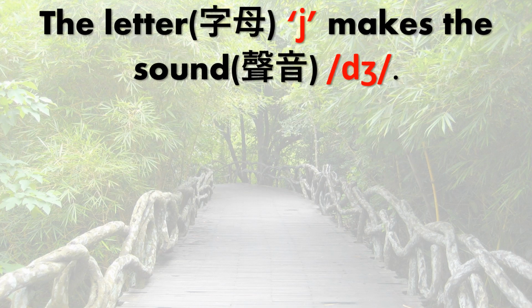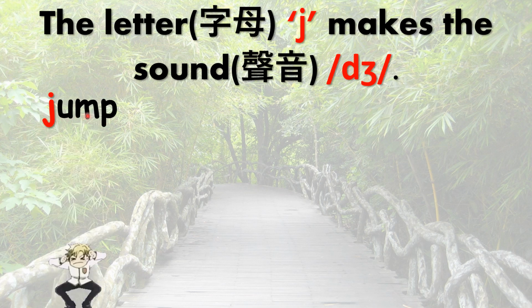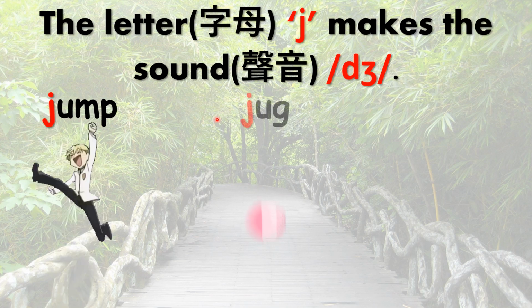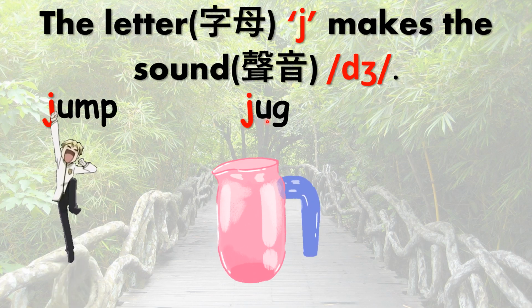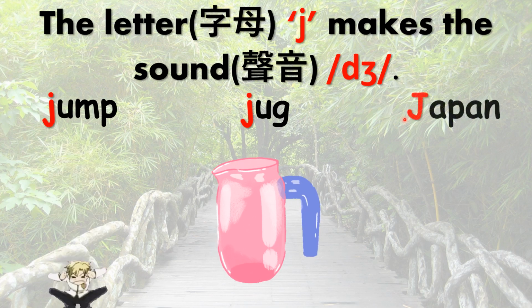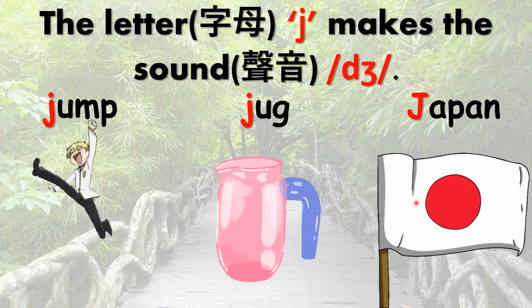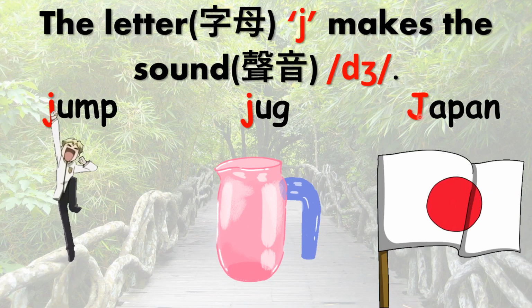Here are some words that start with the letter J and the sound J. Jump. J, A, M, P. Jump. Jug. J, A, G. Jug. Japan. J, A, P, A, N. Japan.